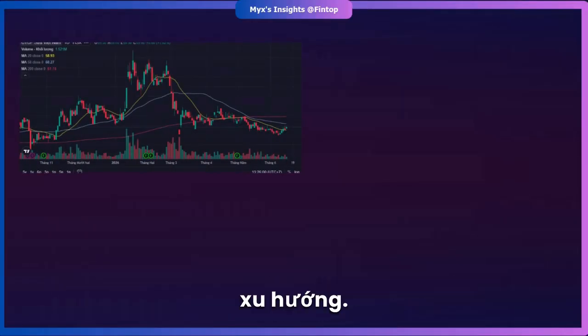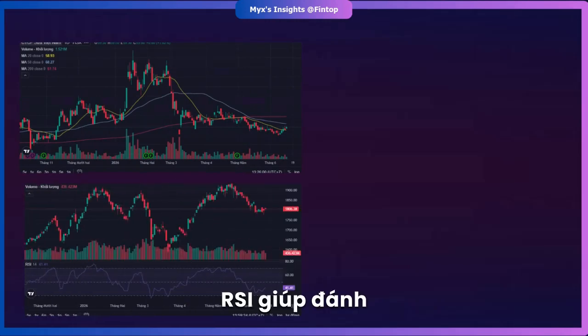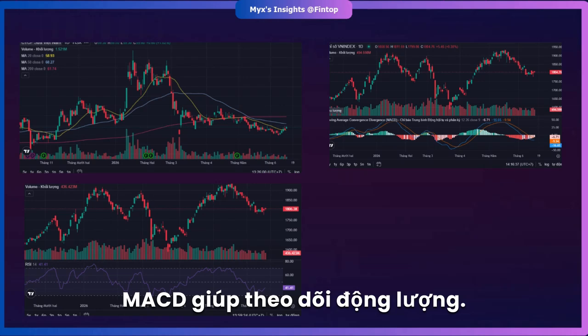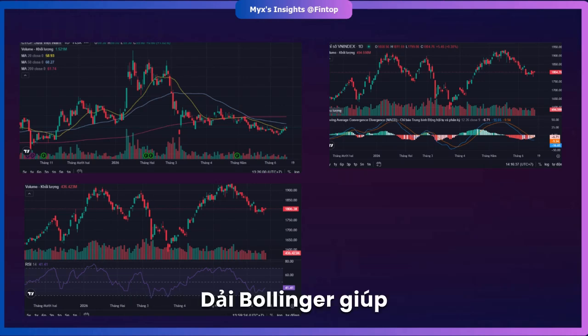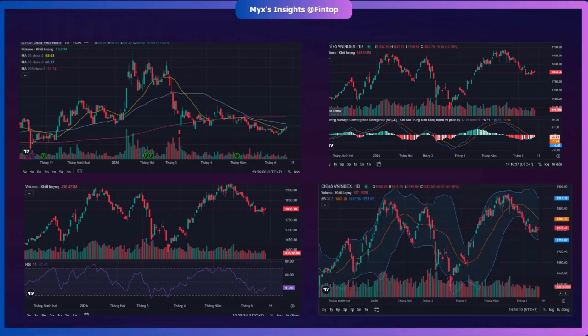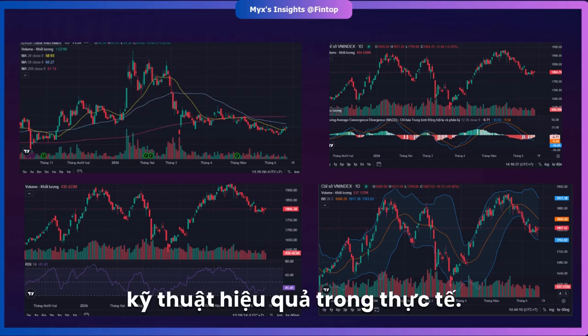MA helps determine the trend. RSI helps assess trend strength. MACD helps track momentum. Bollinger Bands help measure volatility. Instead of searching for a perfect indicator, investors should learn how to combine multiple tools together to get a comprehensive view of the market. That is the way to use technical analysis effectively in practice.